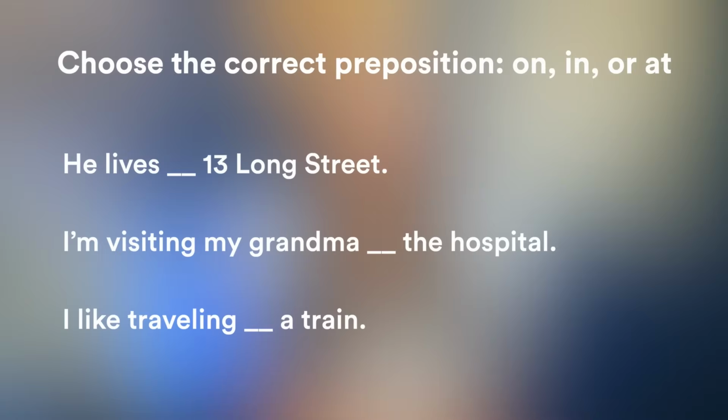And now let's check your test. I guess you already know everything, but let's do it anyways. He lives at 13 Lawn Street because we give the full address. We give the number and the street address.